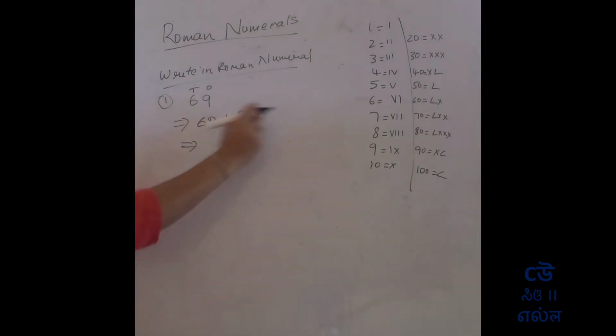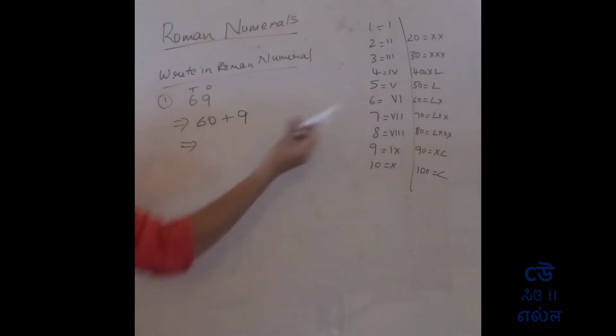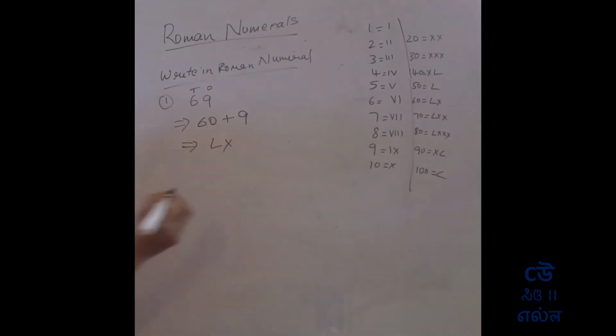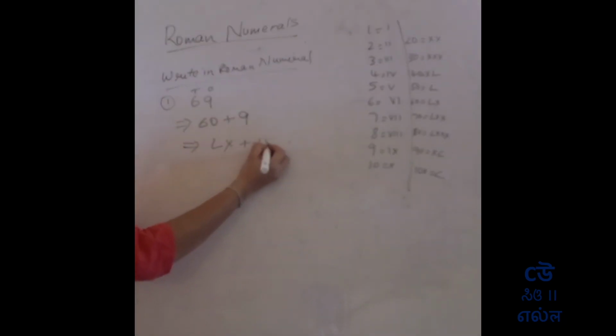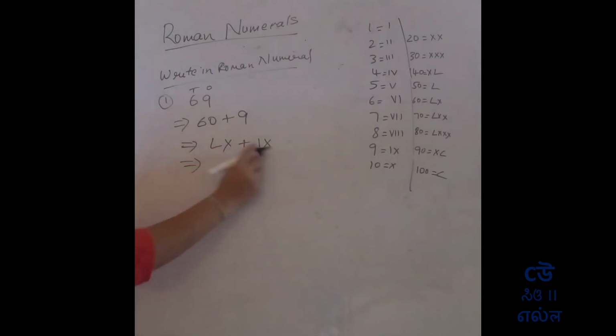Then for 60, what is the Roman numeral we have? lx. Plus 9, what is the Roman numeral we have? 1x. So if you add these two, what will be the answer? Just remove the plus sign, then whatever is there, you can write this. Easily you can write. Okay, understood?